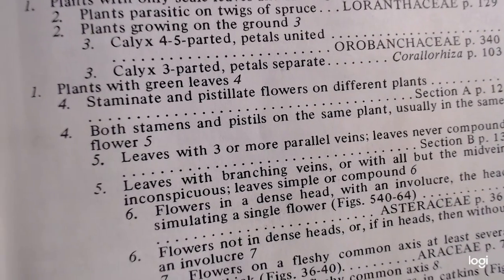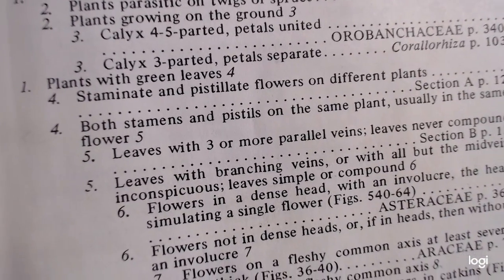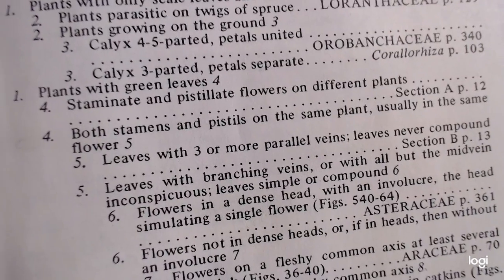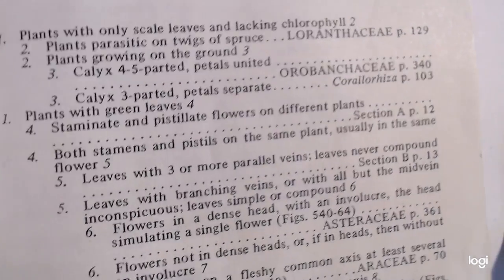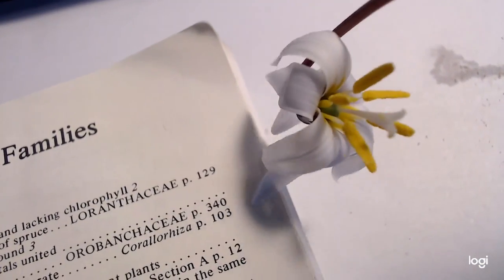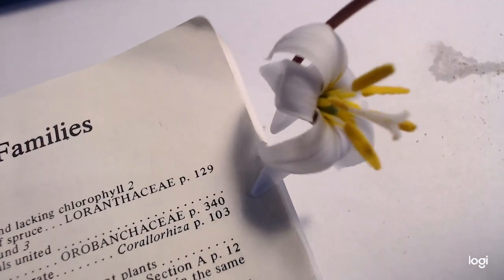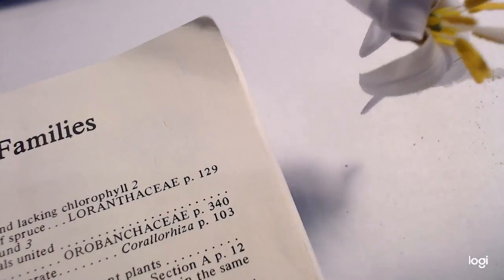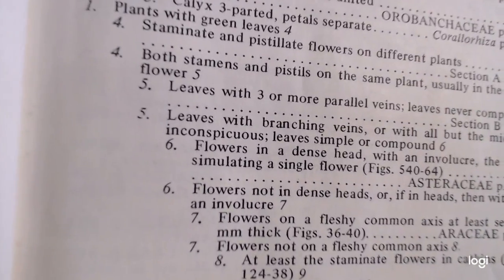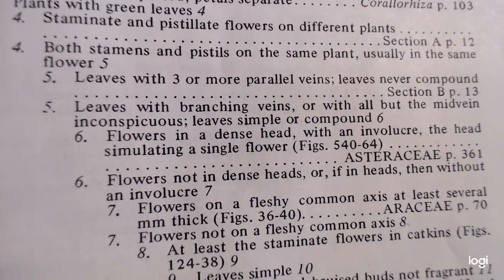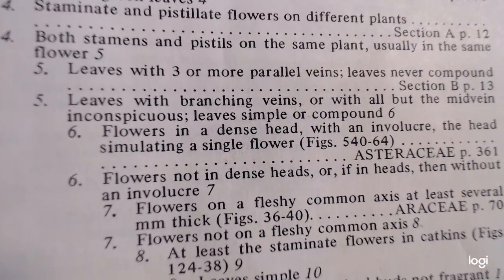Staminate and pistillate flowers on different plants, or both stamens and pistils on the same plant, usually in the same flower. In this case, they're on the same flower. You can see them here. There's the stigma, there's the stamens. The stamens are the yellow part. So then it tells you to go to both stamens and pistils on the same plant, usually in the same flower, number 5.